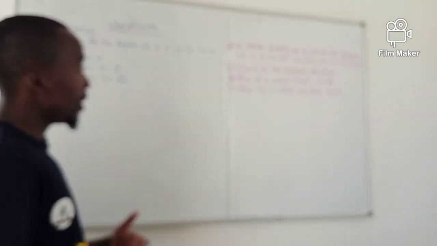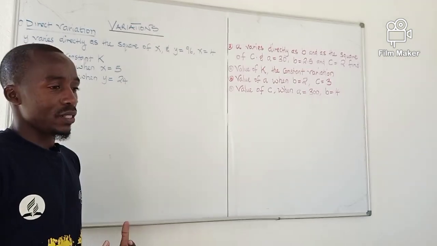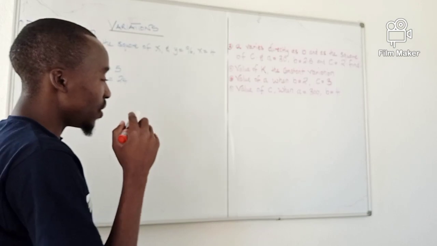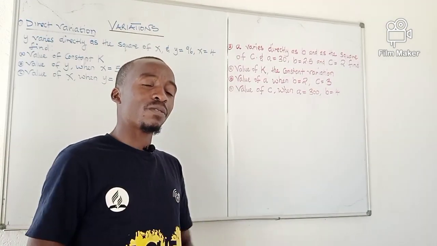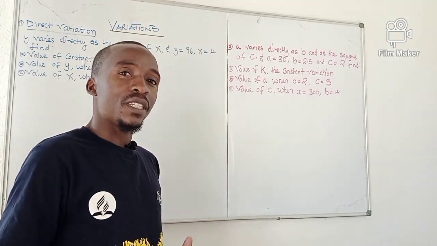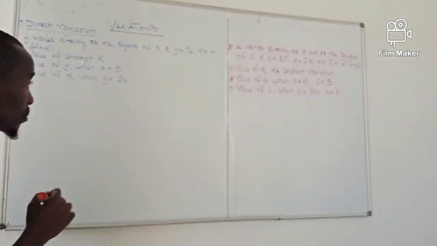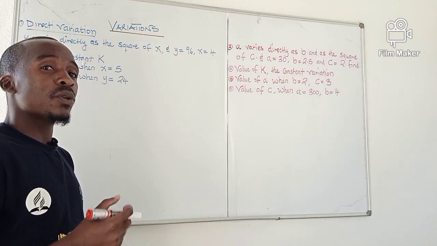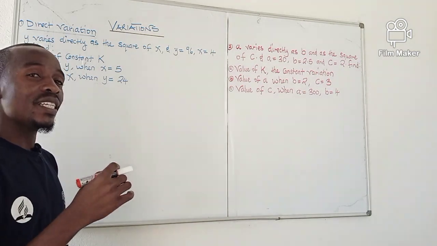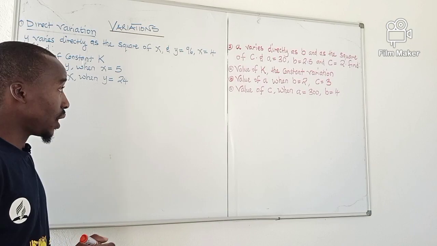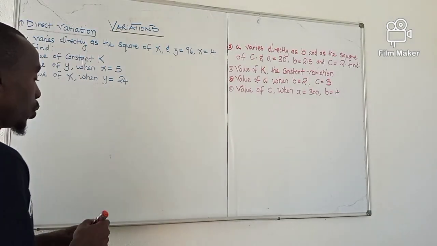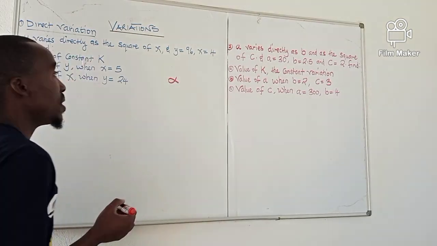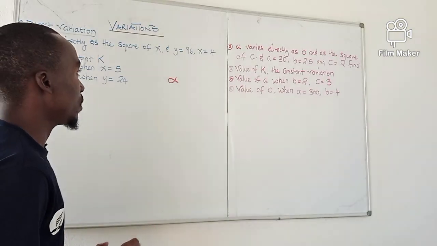On the board here, we just have two examples. By the end of these two examples, I know that you'll be able to solve any question involving direct variation. When we talk of direct variation, we mean when the variables are increasing or decreasing at the same time. In direct variation, we use this symbol, which means it varies directly.